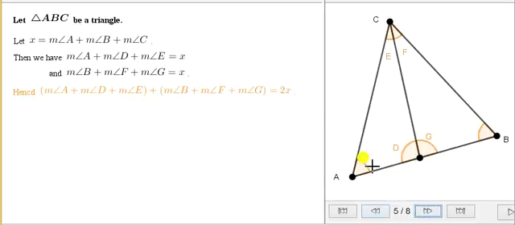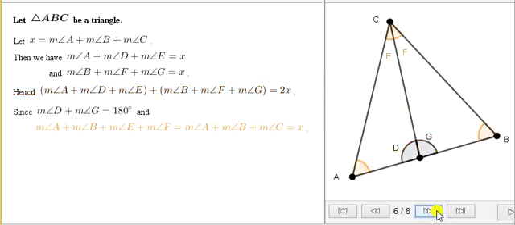Then when you add all these 6 angle measurements together, it should be double x, because each triangle has x degrees, so altogether 2x degrees. Then let's look at these two angles only, D and G. It's a straight line because it came from the line segment AB, so that sum must be 180 degrees.